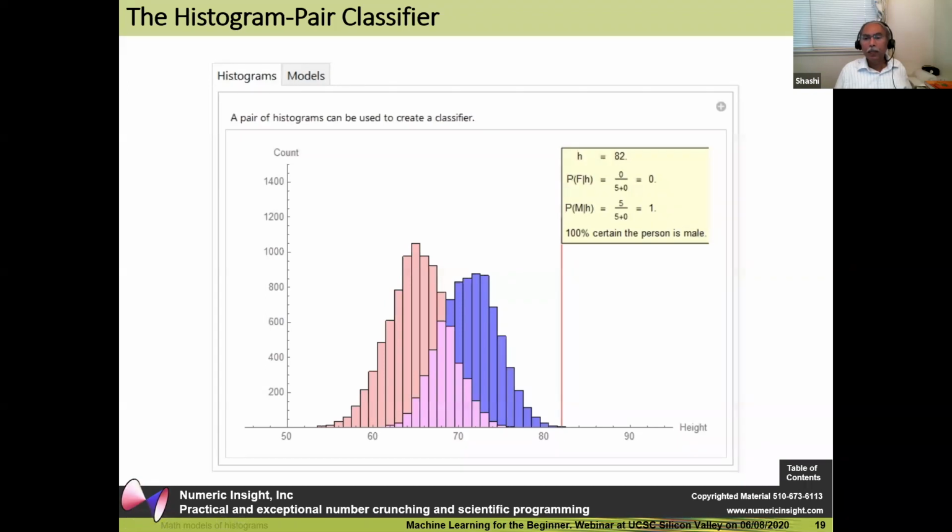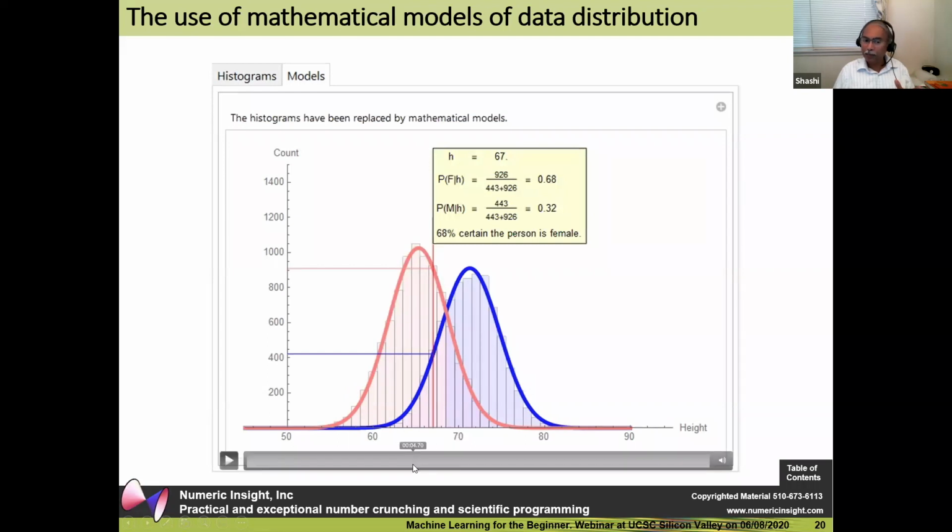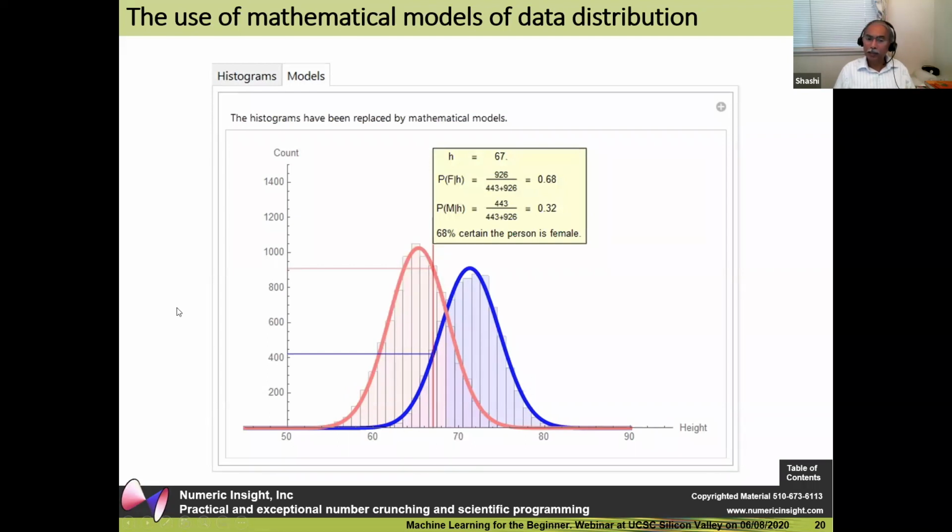So I want you to be prepared to take a mental leap here. What I'm asking you to do is understand that these two histograms don't really have to be histograms. You can get essentially the same information if you replace the histogram with mathematical models. Why do we want to do this? Many, many reasons. One really important reason is that these mathematical models are smooth curves.